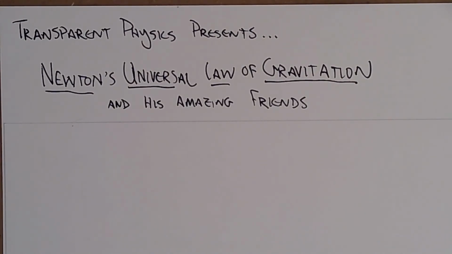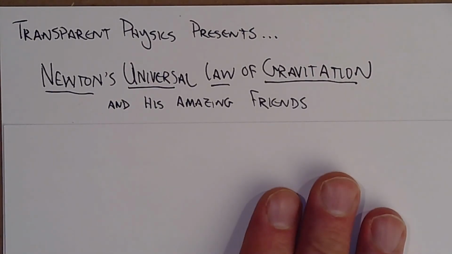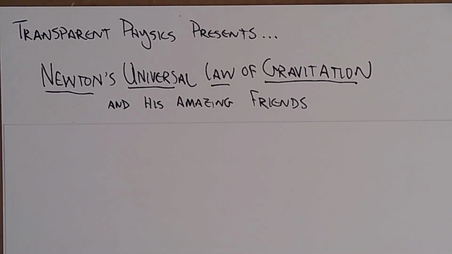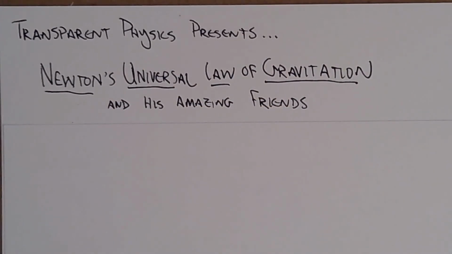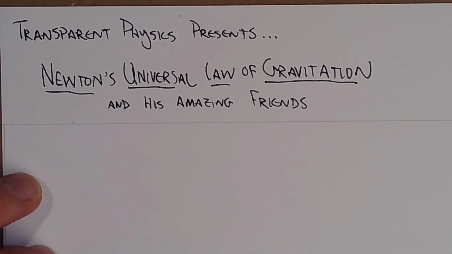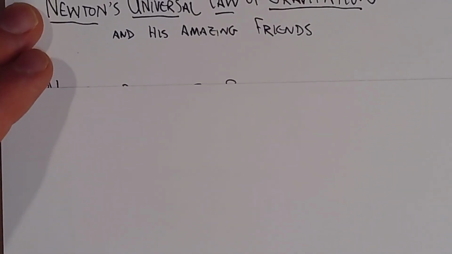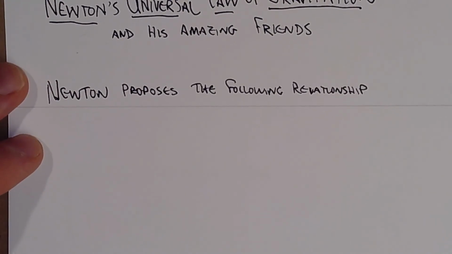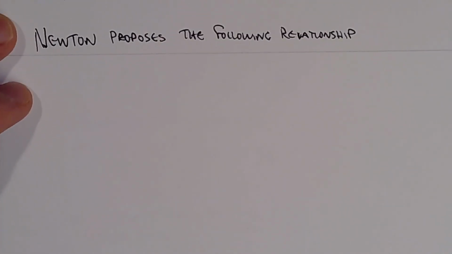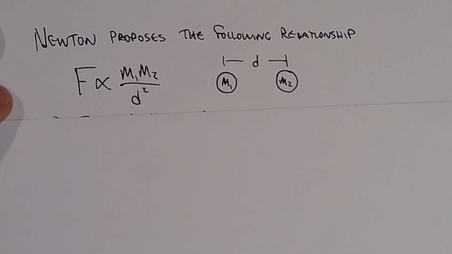This one is about Newton's universal law of gravitation and his amazing friends, variations of this equation that we'll be seeing on and off throughout our introductory physics career, talking about gravity and orbits. So, Newton's universal law of gravitation. Now, what we call Newton's universal law of gravitation isn't really what he called his law of gravitation.